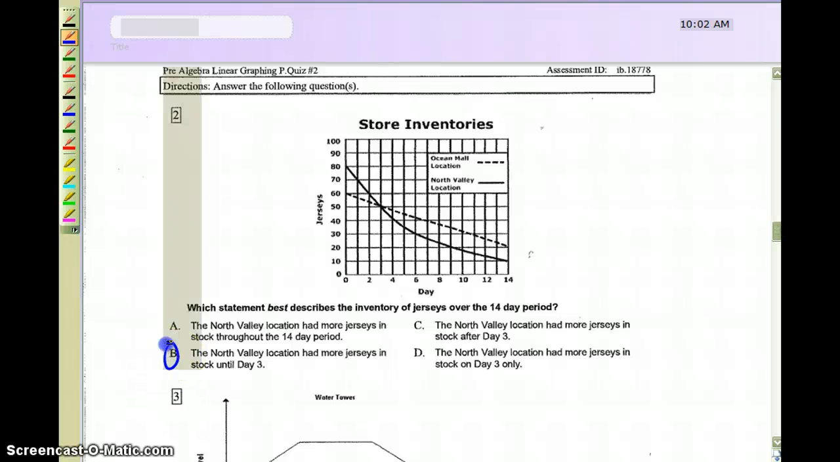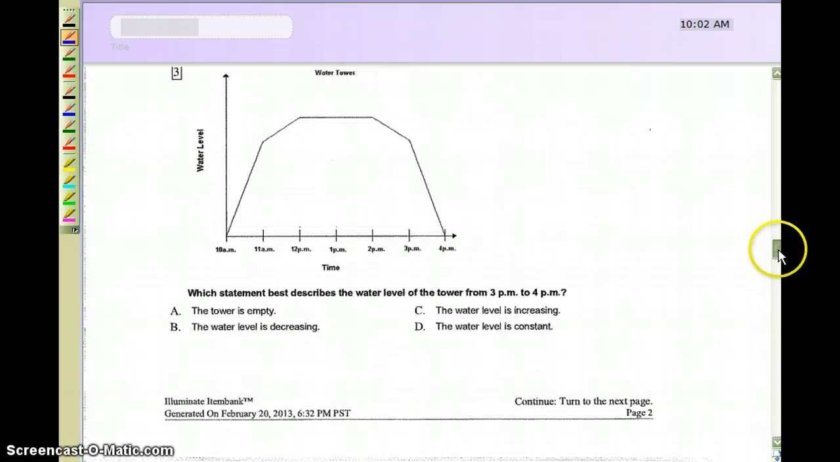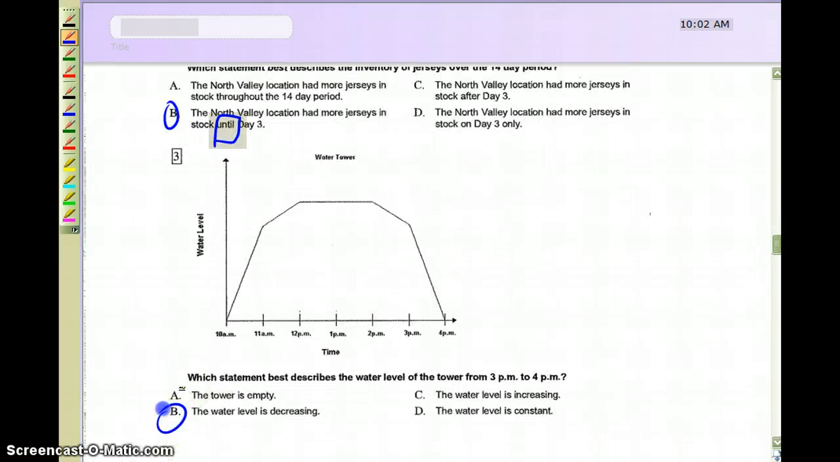Number 2, the answer is B. And you can tell right here where the word until is going to be our key word here. This is day 3. And then number 4 is B. That should be pretty simple because right here it's going down.